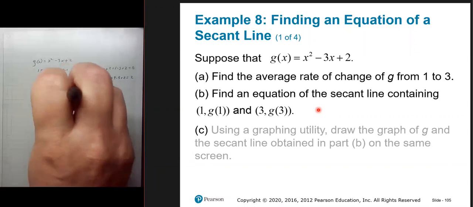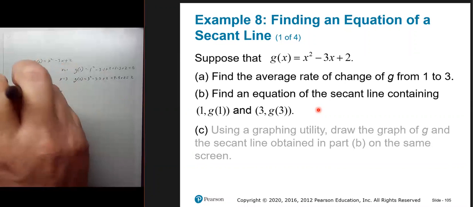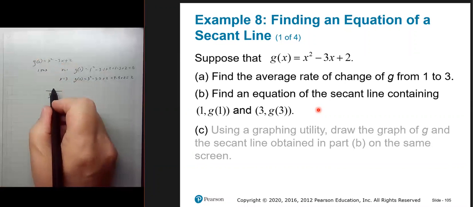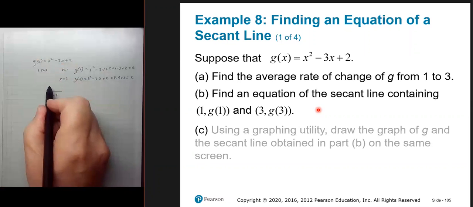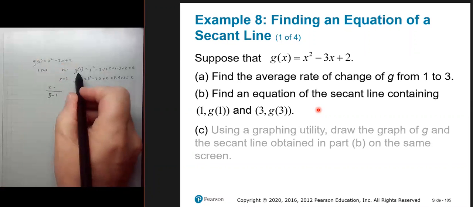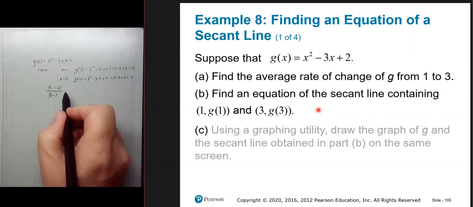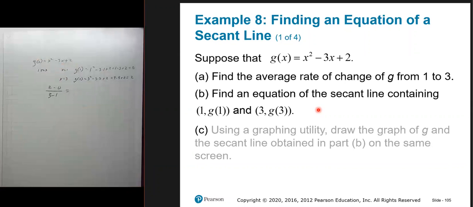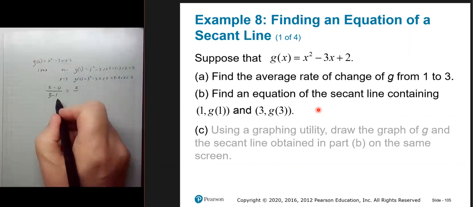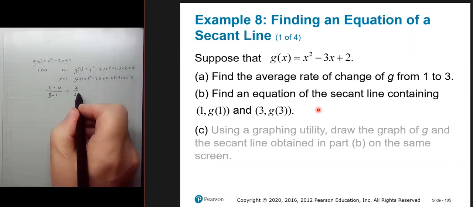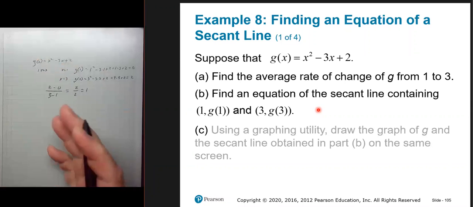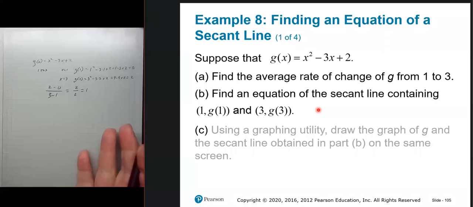So my numerator is g of 3, which is 2, minus g of 1, which is 0. So 2 minus 0, which is 2, divided by 3 minus 1, which is 2. So that's just 1. So the slope of my secant line is 1.